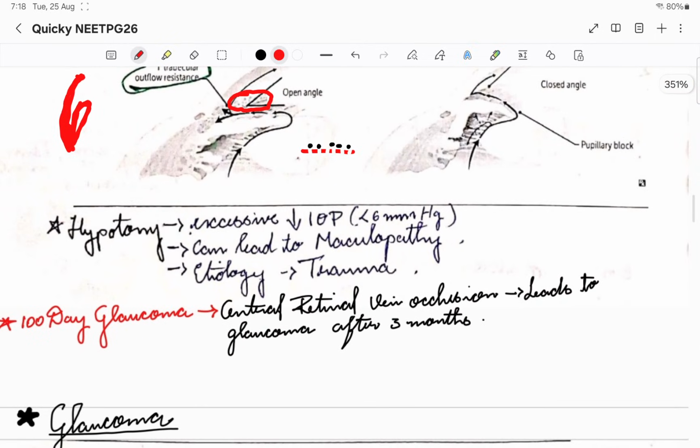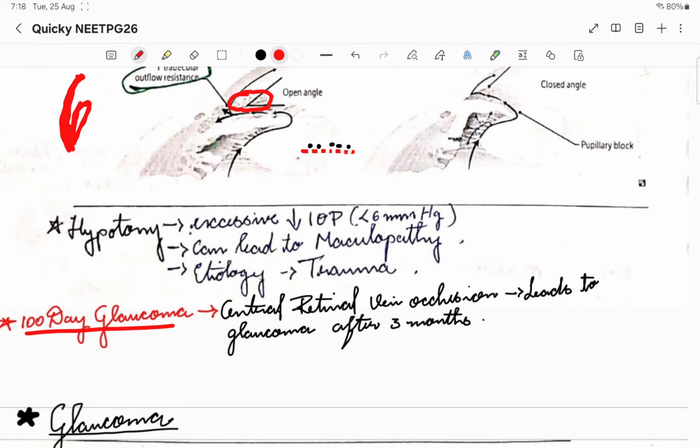Then there is something called 100-day glaucoma. What happens is, in central retinal vein occlusion, we'll come back to the central retinal vein occlusion, this might lead to a complication where it might lead to glaucoma after 3 months. So that is why the name 100-day glaucoma.